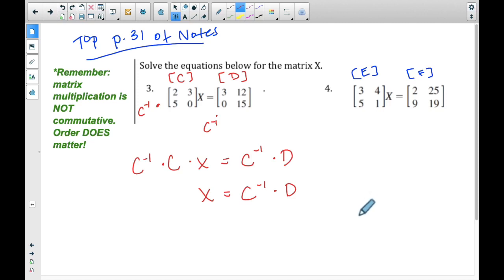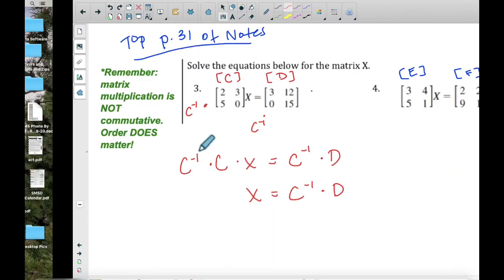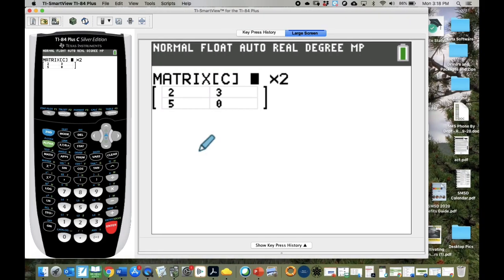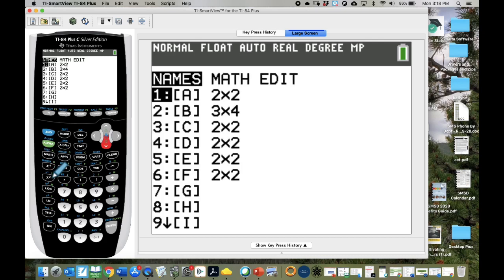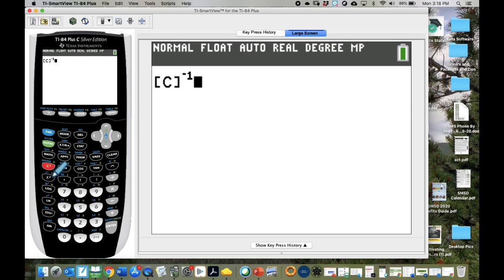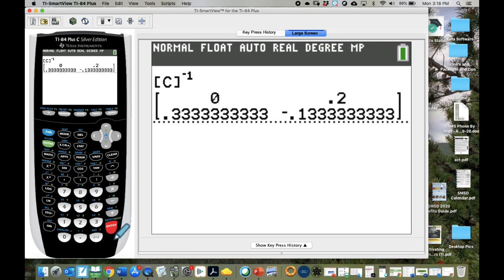So what we need to do is go to our calculator and find out, okay, that's great, but what's the inverse of c? I'm calling these c and d just because that's what I put them into my calculator as. So let's put in matrix c and then find the inverse of c. I'm going to store this matrix 2, 3, 5, 0 into the matrix C position. Now I'm going to quit out of here, go back to the main screen, go back into matrices, and say that I want matrix C. So I go to names, C, enter, and I put the -1 power and I get this.